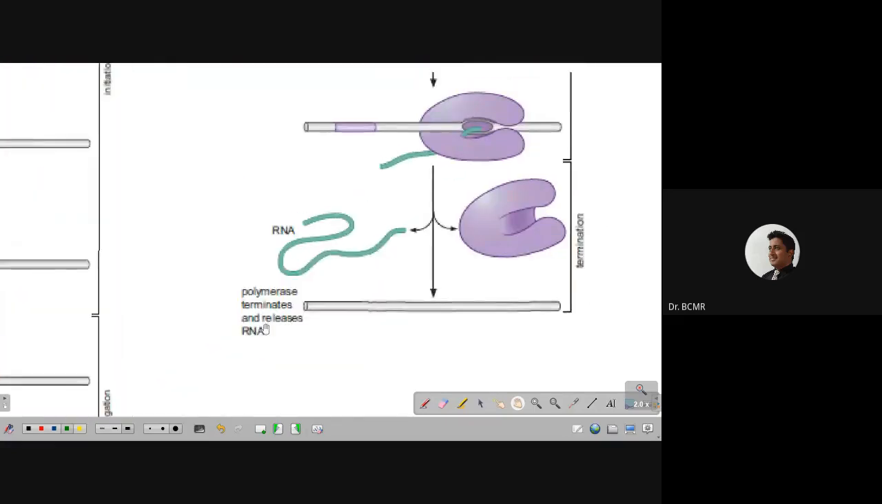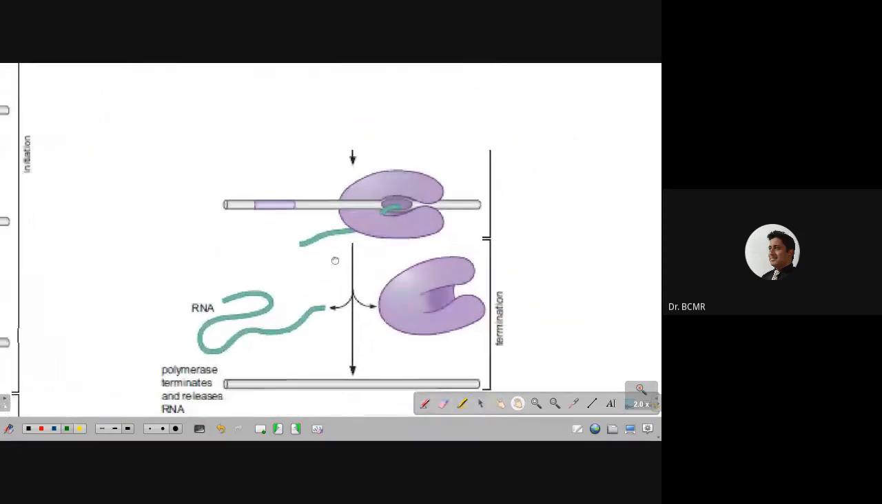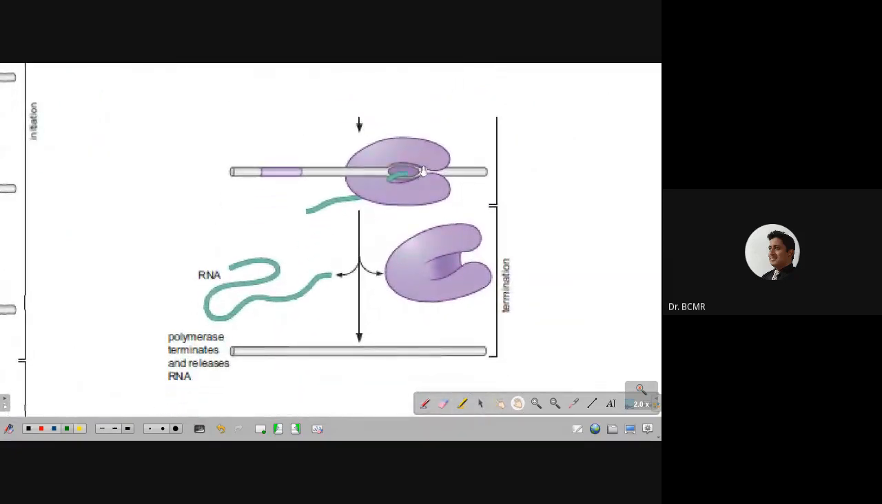At one point, it will stop. There are certain regions within DNA, downstream of the promoters after a long distance, which are called terminators. When those sites are reached, RNA polymerase will cease to synthesize any more RNA and will dissociate from the DNA. That part is called termination.